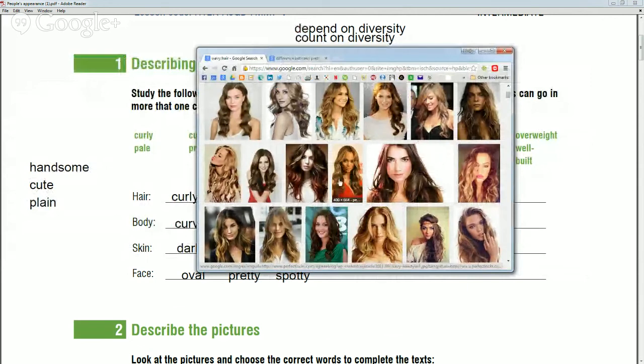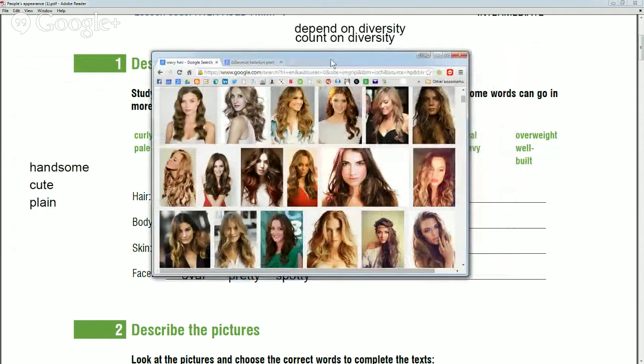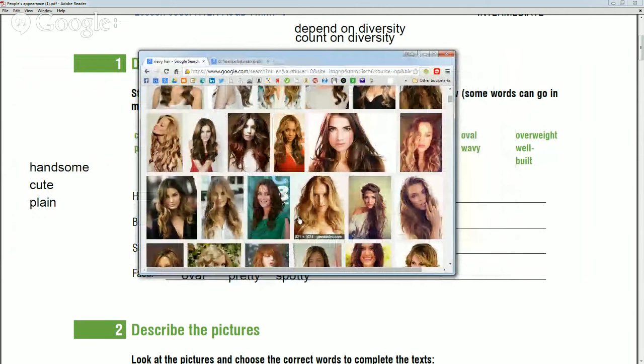So this is wavy hair right here. It's kind of like curly, very similar to curly, but not. They're longer curls. I have wavy hair when it's natural, but usually I have it up.